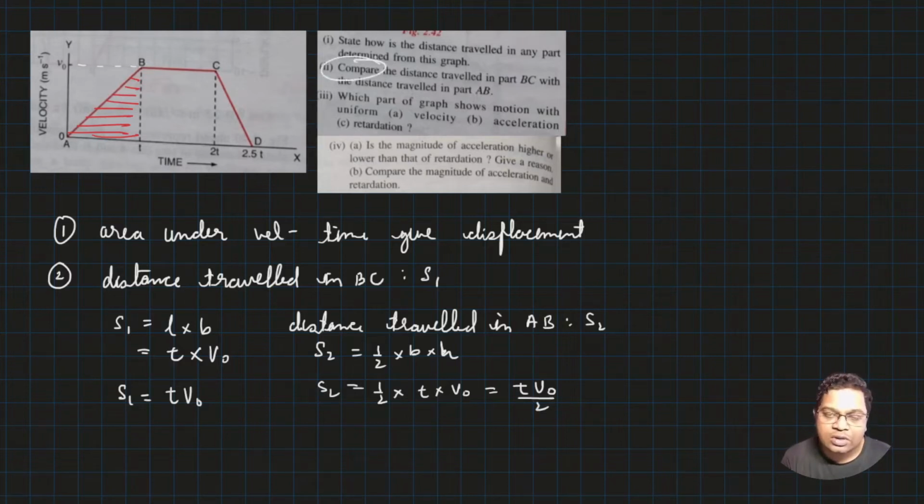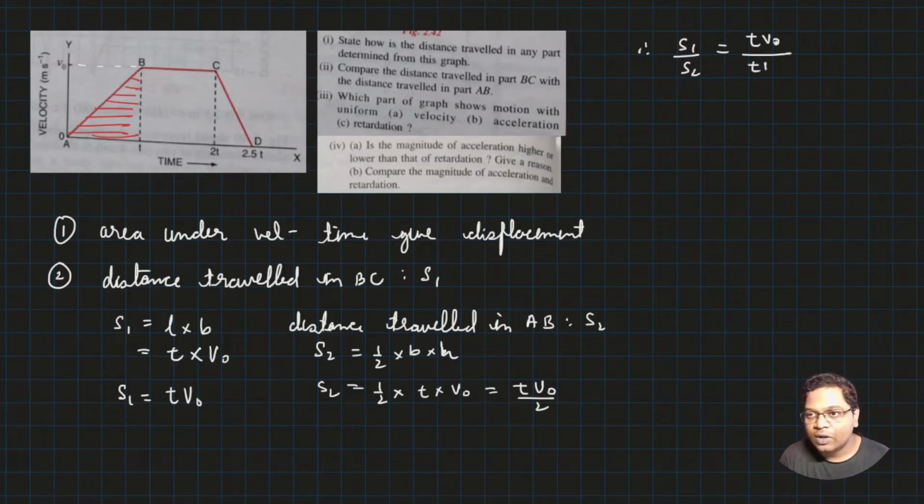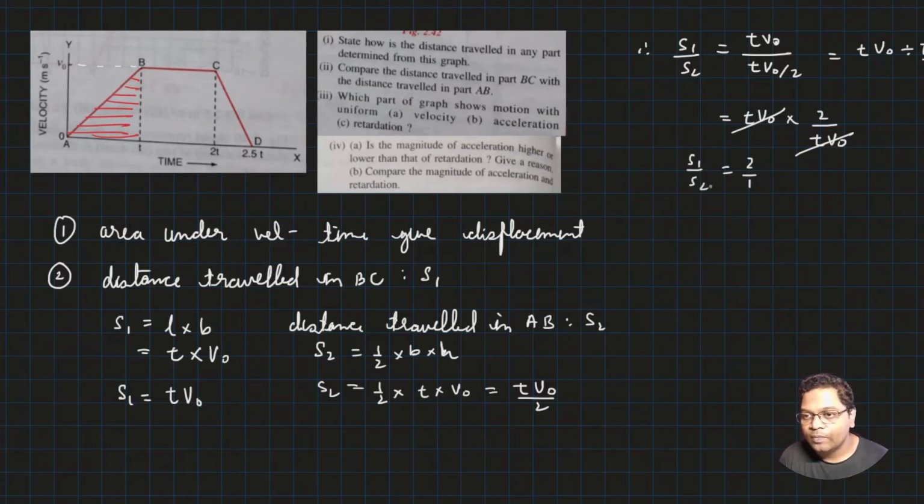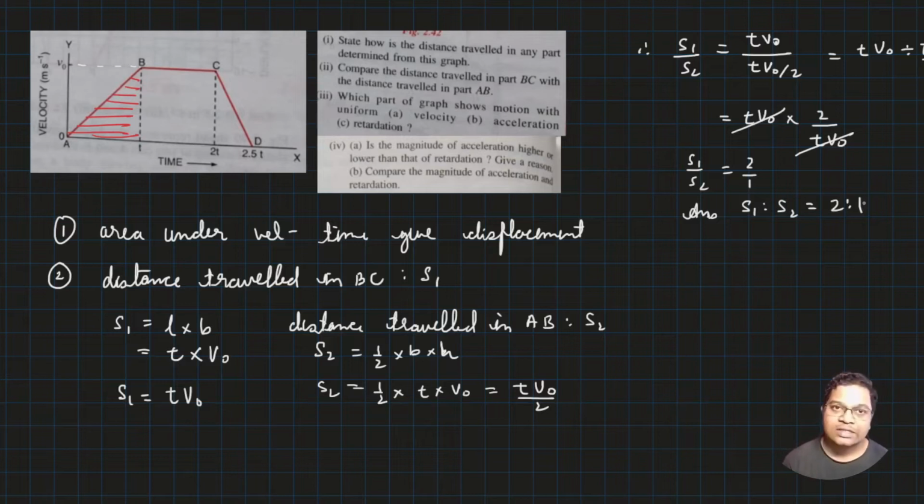But they are asking us to compare, and comparison is a ratio. So therefore it is S1 upon S2, which is equal to t V0 divided by t V0 upon 2. So t V0 and t V0 get cancelled, and you are left with 2 upon 1. So the answer, S1 is to S2, is 2 is to 1. This answers the second part of the question.